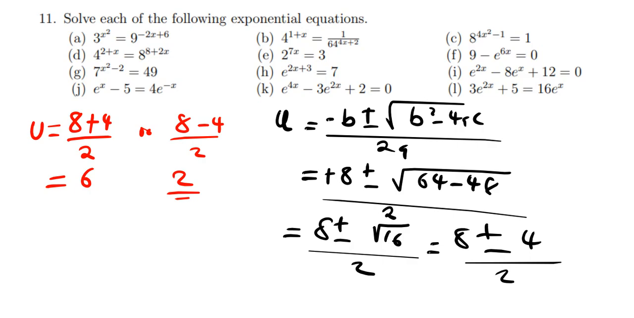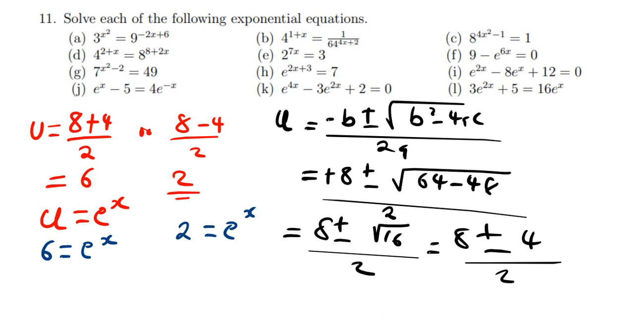Now we had to replace. We said u is equal to e to the power x. So we just have to replace. The first one was found to be 6, so I'm going to write 6 is equal to e to the power x. The other one, we're going to say 2 is equal to e to the power x.